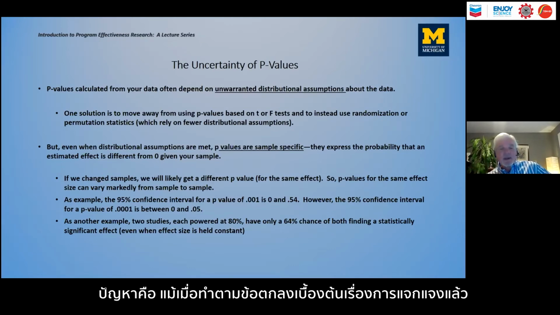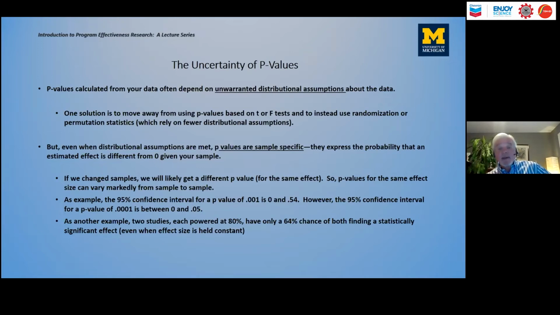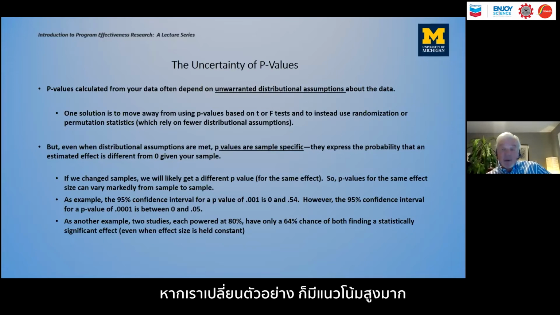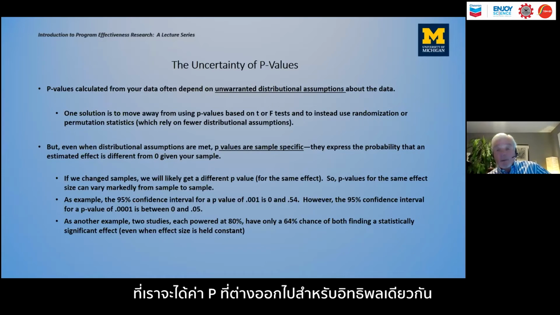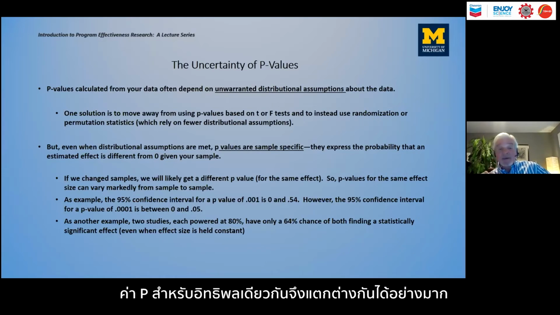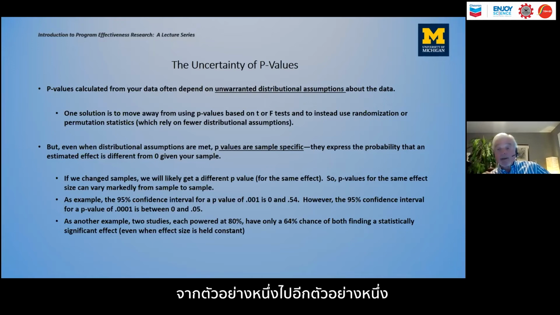The issue is even when distributional assumptions are met, p-values are sample specific. They express the probability that an estimated effect is different from zero given your sample. So if we change samples, we're very likely to get a different p-value for exactly the same effect. So p-values for the same effect can vary markedly from sample to sample.